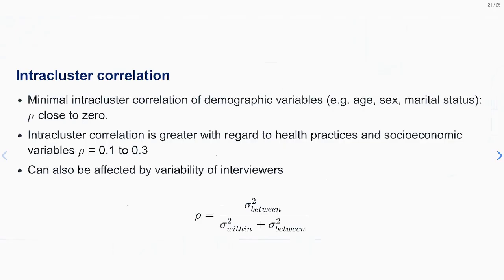Minimal intracluster correlation of demographic variables gives us a rho that is close to 0. And so typically age, sex, marital status tend to have lower intracluster correlation. In other words, they tend to be more independently distributed. On the other hand, the intracluster correlation is greater, often ranging between 0.1 to 0.3 in regard to health practices and socioeconomic variables, such as income level, educational status, and so on.